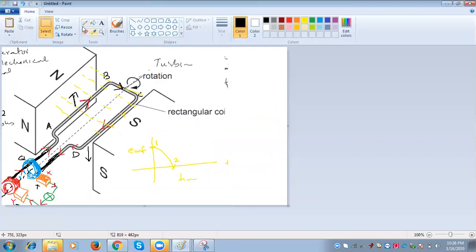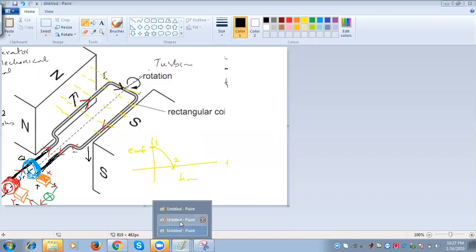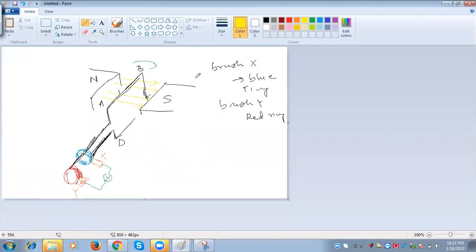Okay. Now I will change some labeling. This side CD has come here after half cycle. That means half cycle is completed when the coil again becomes horizontal. From horizontal to vertical is a quarter cycle. When AB goes to the top, like in the second figure, this was a quarter cycle. 90 degrees rotation is completed.